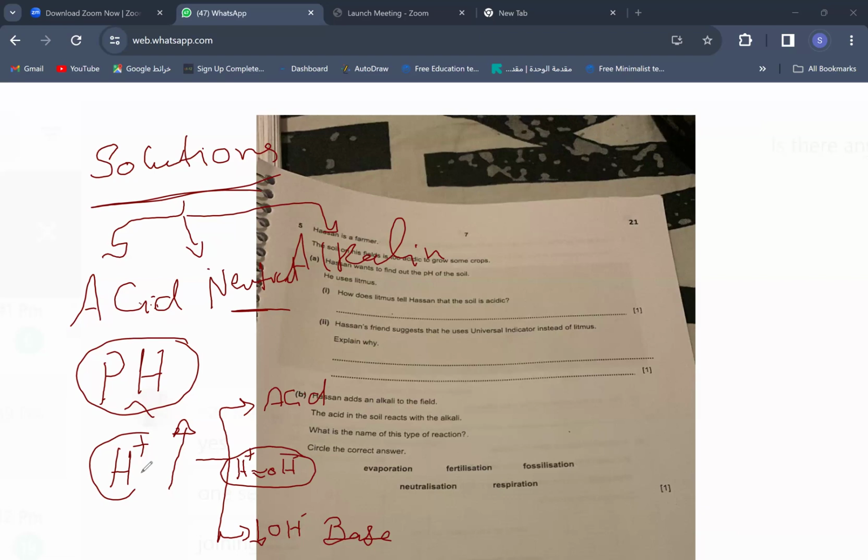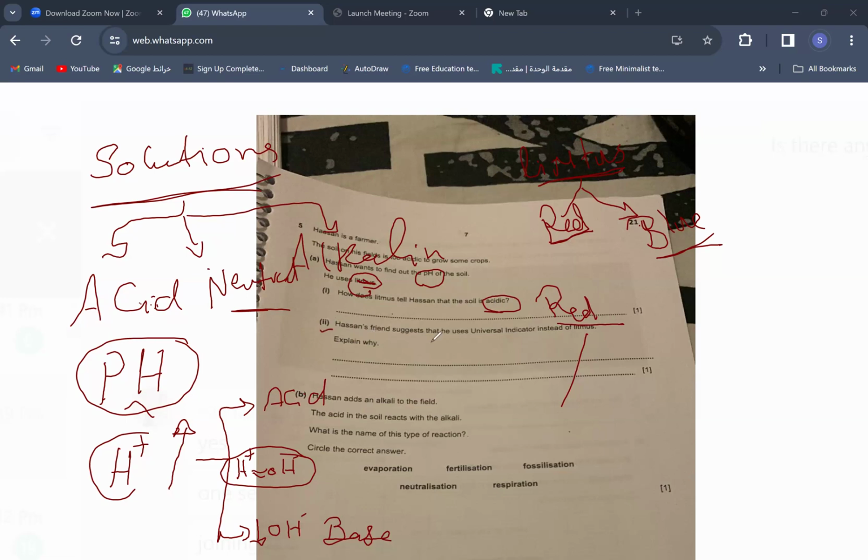question here. The question says what? The question says Hassan wants to find out the pH and he uses a litmus paper. Litmus is as simple as it's just a paper. If you put it in a solution and it gives you red color, this means the solution is acid. And if we put it in a solution and it gives us blue color, this means the solution is base. How does litmus tell Hassan that the soil is acidic? Of course, it gives him a red color on the litmus paper.